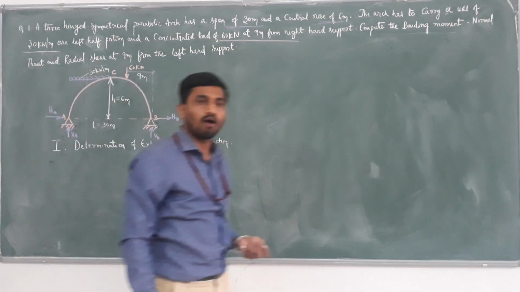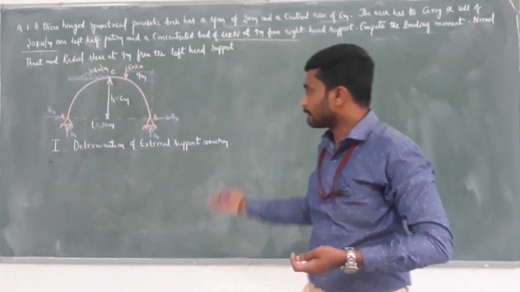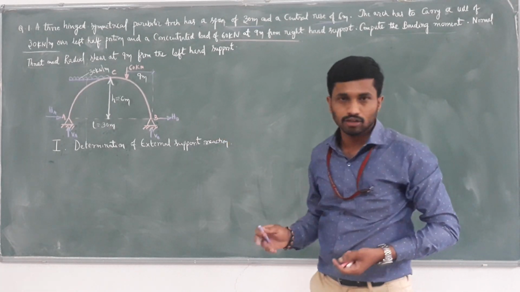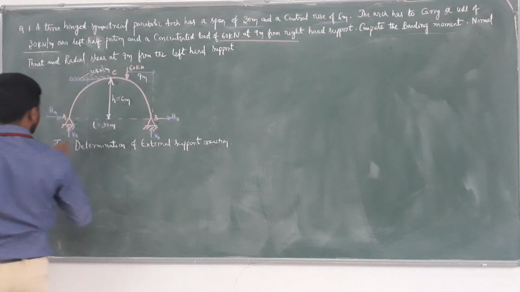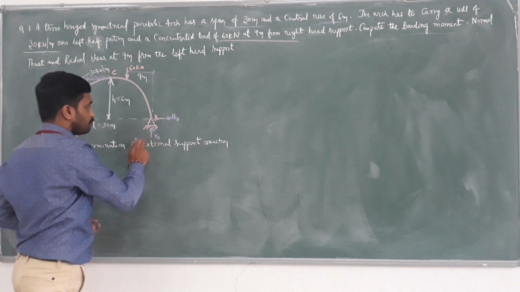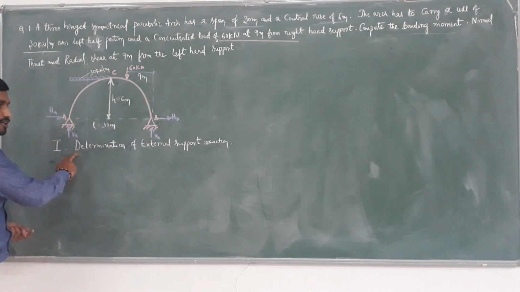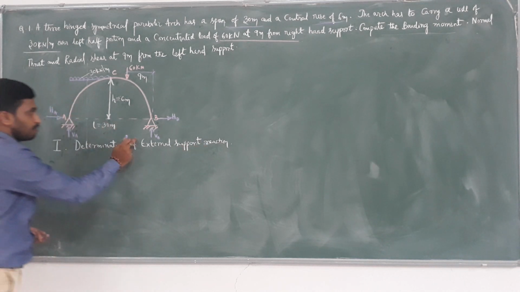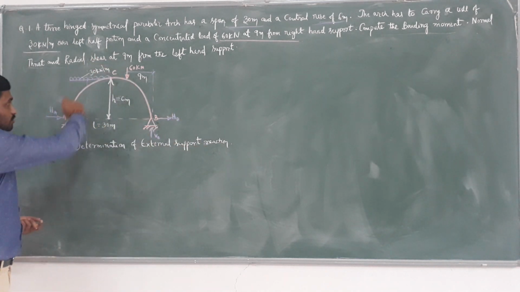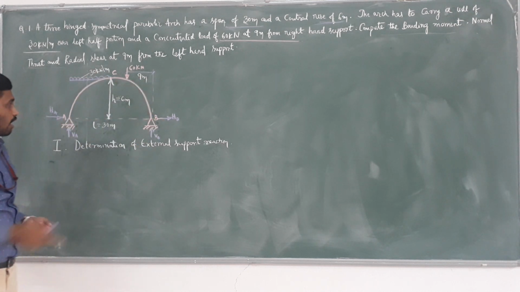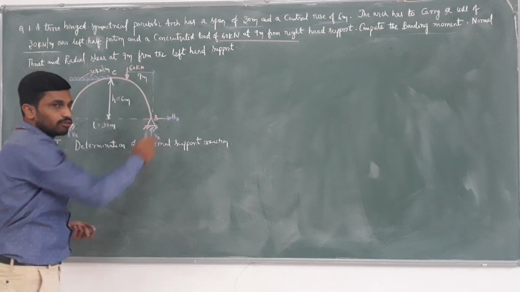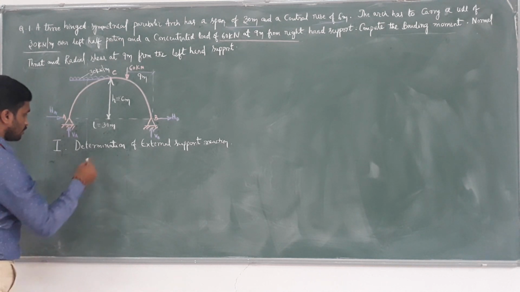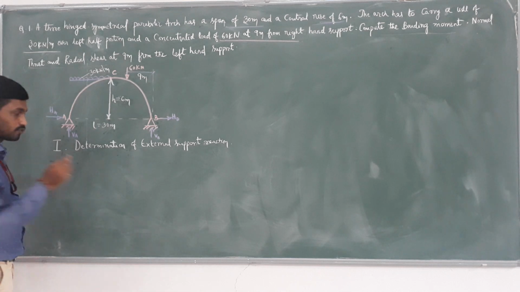Initially assume all positive sign convention. Later it can change depending on the values we get. So at A we have VA, HA, and at B, VB, HB. In the first step, we have to determine VA, HA, VB, HB. Because of the symmetrical parabolic arch, the HA value equals the HB value, that is H. First, apply the equations of statics.